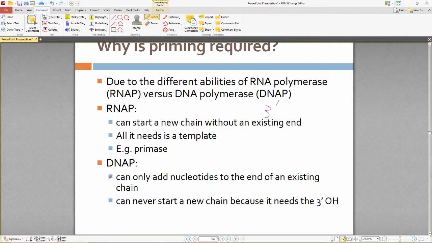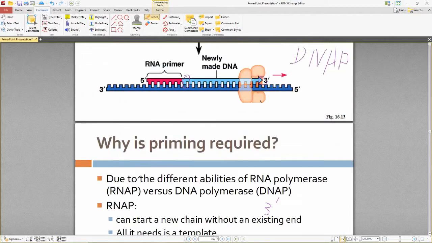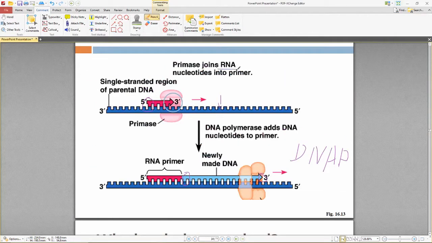Is there a reason why there's DNAP and RNAP, instead of just one enzyme that does it all? Oh, it's because RNAP adds RNA nucleotides. It can't add DNA nucleotides. Eventually, another form of DNAP is going to come over this and replace all these ones, so this doesn't stay. Oh, I see.